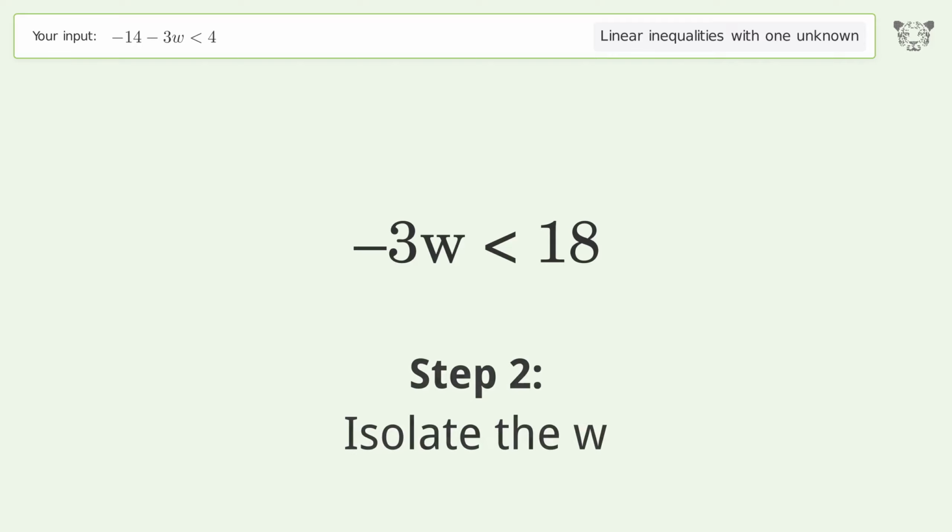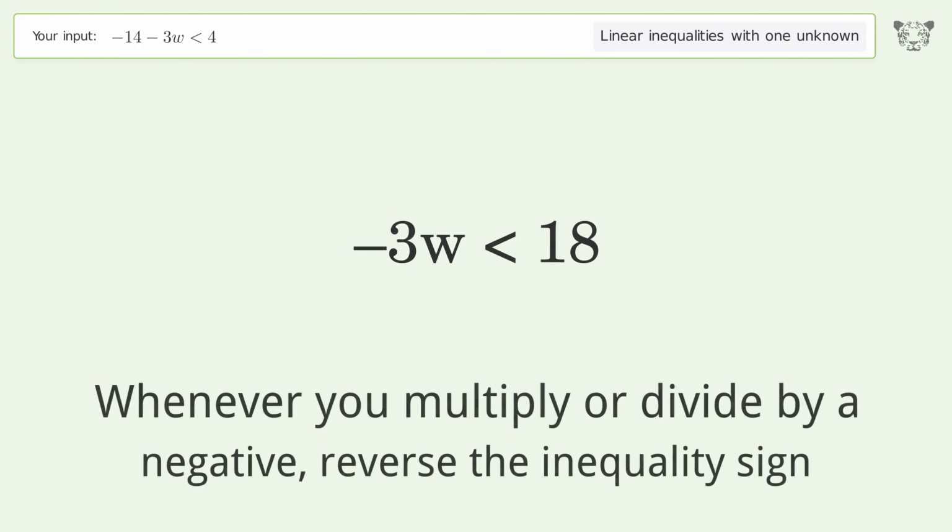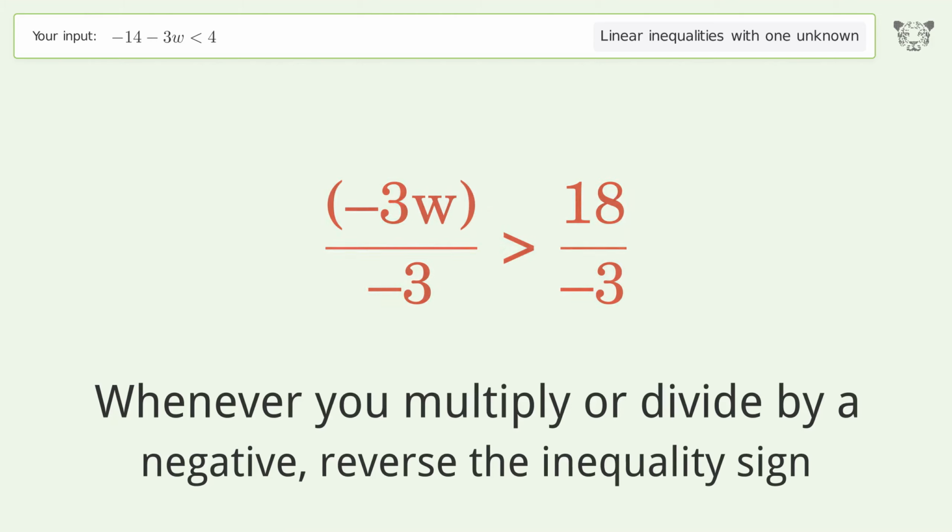Isolate the w. Divide both sides by -3. Whenever you multiply or divide by a negative, reverse the inequality sign. Cancel out the negatives.